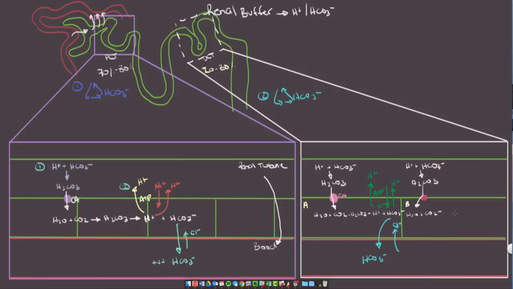We know that that's going to shift into H2CO3 through another carbonic anhydrase and produce H plus and HCO3 negative. So again, this is the exact same equation that we're seeing over and over again, happening over and over again in these cells. Now, the difference in this intercalated cell type B is that the roles are switched.